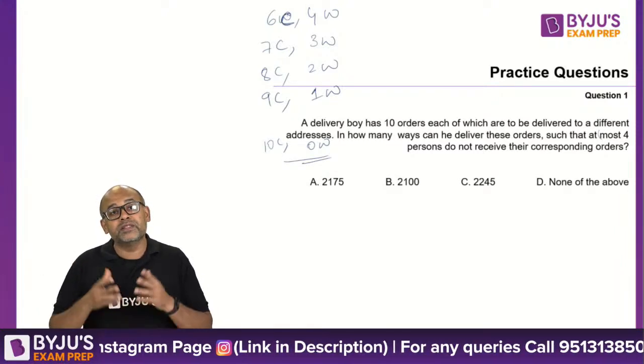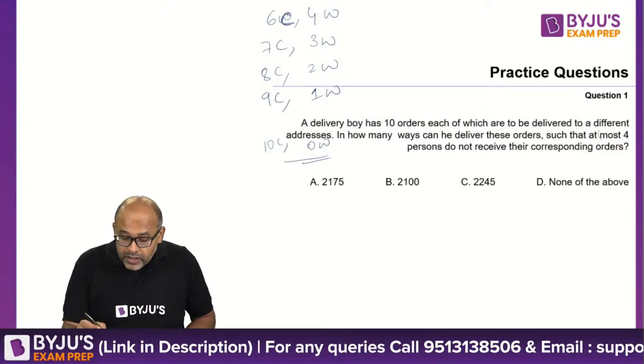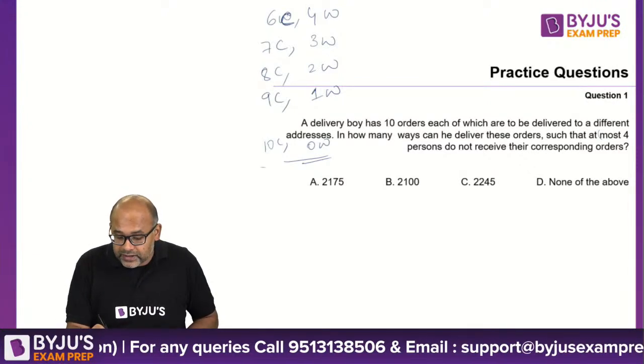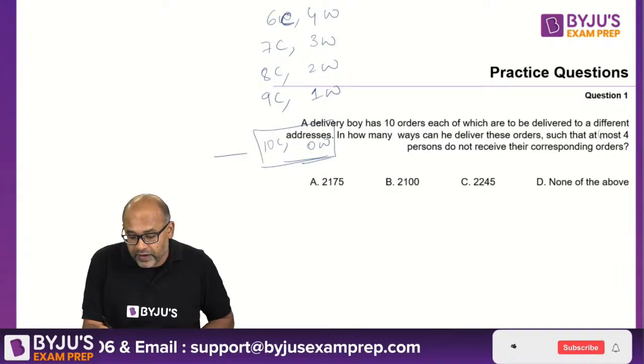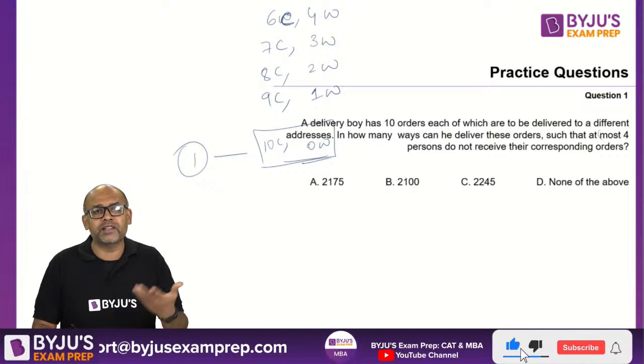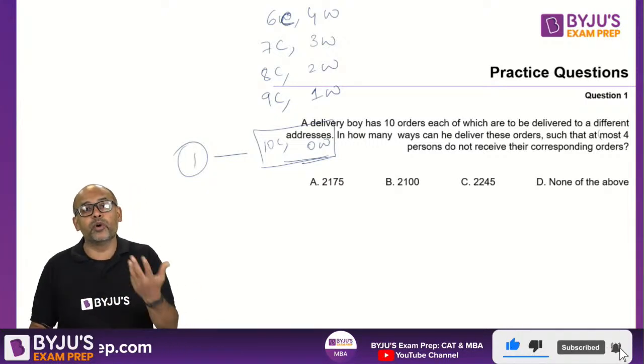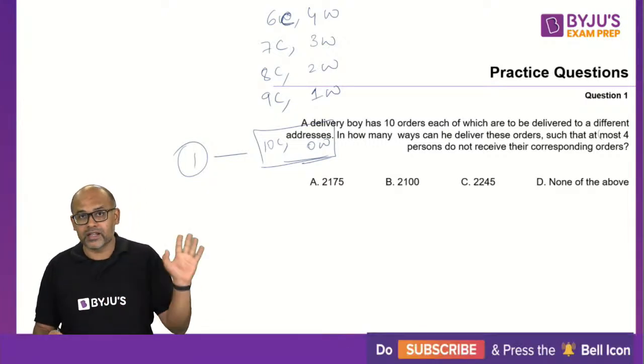Maximum 4 are wrong means 0 wrong is also considered. Now let's take a look at how we get the answer. If all are supposed to go correctly, there is only one way. Everything will be placed in their respective envelopes, or everything will be going to their correct orders. Only one way. That's done.